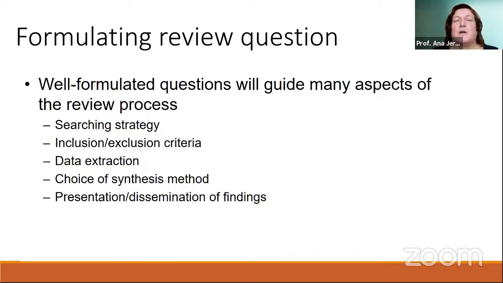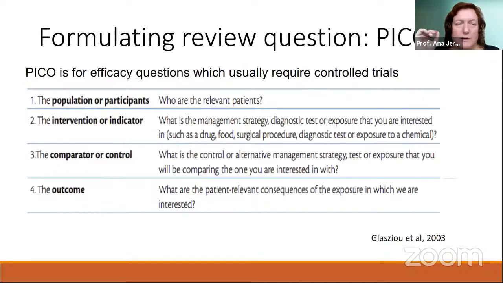Regarding formulating a review question, it is important to formulate it well, because this formulation will guide many aspects of the review process, such as search strategy, inclusion-exclusion criteria, data extraction, choice of synthesis method, and presentation and dissemination of findings. How come? Here is one tool that we can use to define a research question.